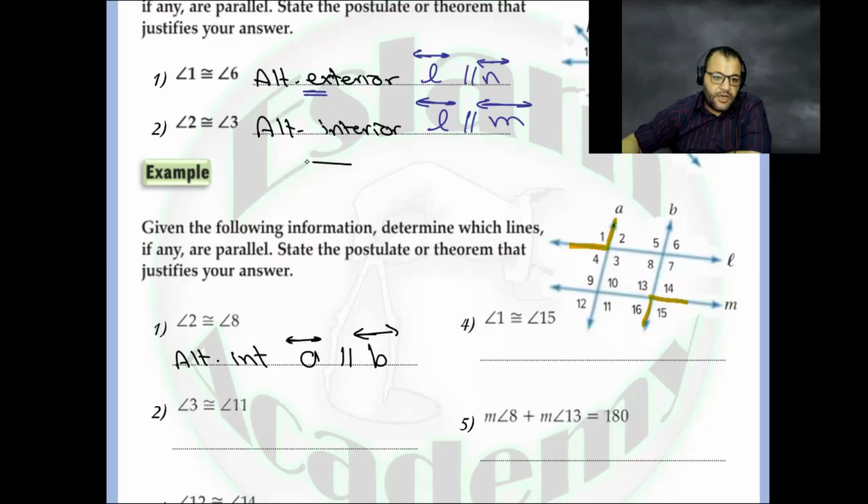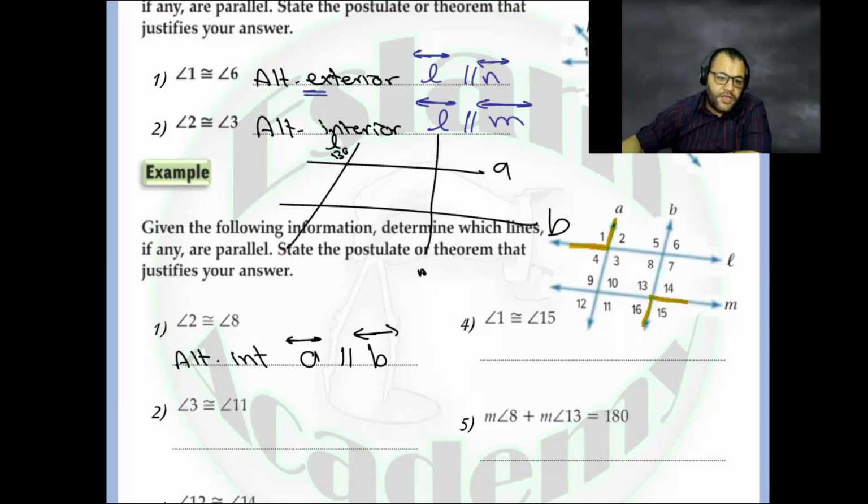Suppose that we have parallel lines like that. Line A and line B are parallel. Line L is a transversal. This angle is 130. Line M is a transversal. This angle is 90. Is there any relation between this one and that one? No. There is no relation between them.